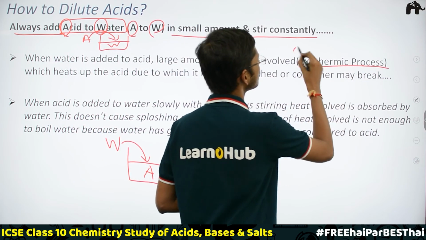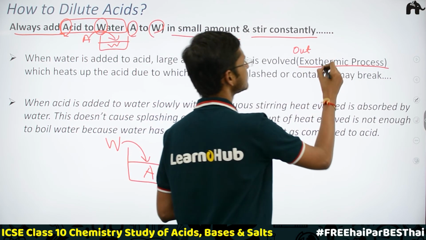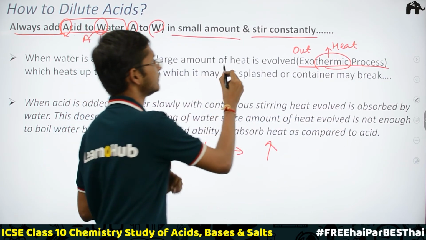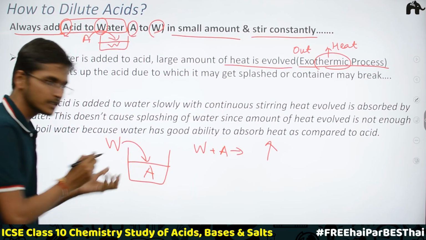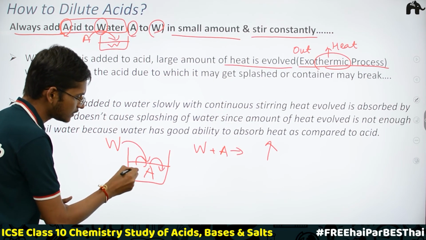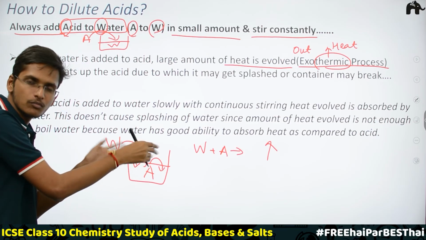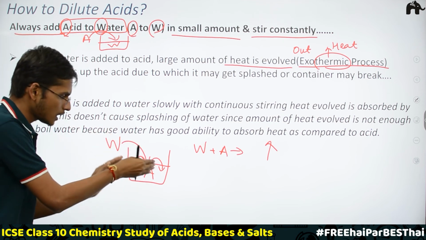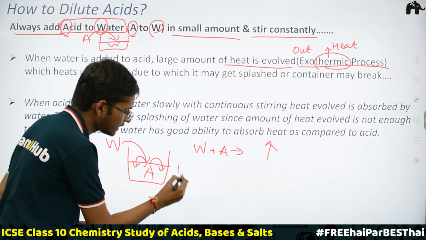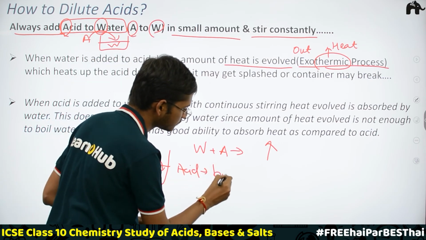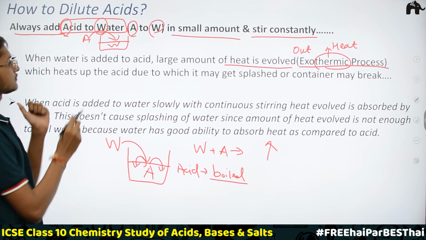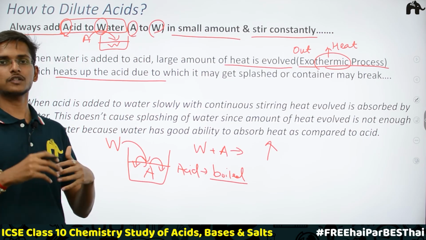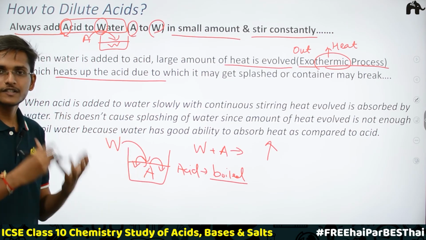Exothermic means, exo means like out, thermic means something related to heat. So heat is given out or heat is evolved, and what is happening to this heat? This heat would move out, right? So this heat in turn is heating up the acid, and after heating up, the acid is getting boiled. Now just try to visualize if acid is getting boiled.